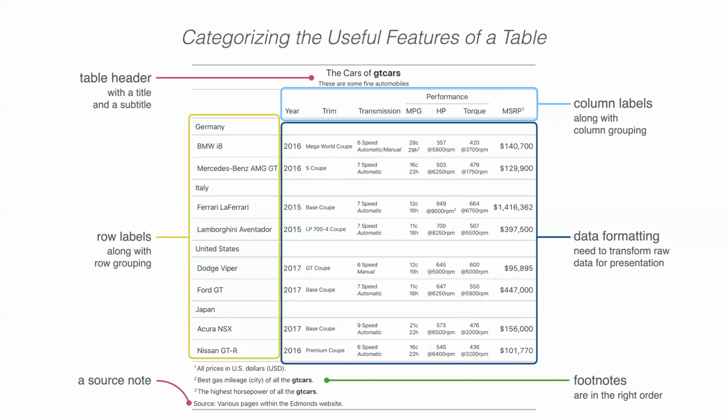Source notes. Basically, these are non-numbered notes at the bottom. So you can just say general things about the table. We just call this a source note because it talks about the source, and it's not really a footnote.